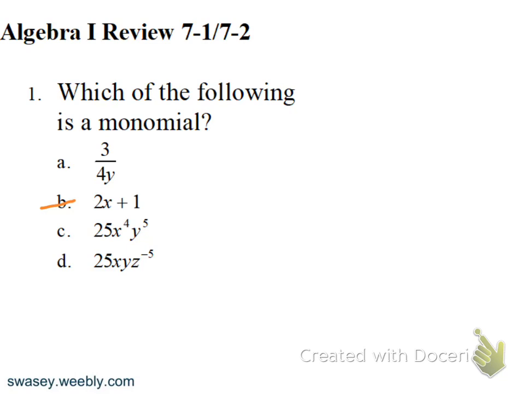Other things that will make it not a monomial: if there's a variable in the denominator. So that variable in the denominator makes it not a monomial. If it has a negative exponent, it makes it not a monomial. Monomials have one term. They can have numbers, variables, and multiplication between numbers and variables. So when you have a variable times itself, you'll end up seeing exponents. So it can have numbers or coefficients, variables, and exponents. So choice C is a monomial.